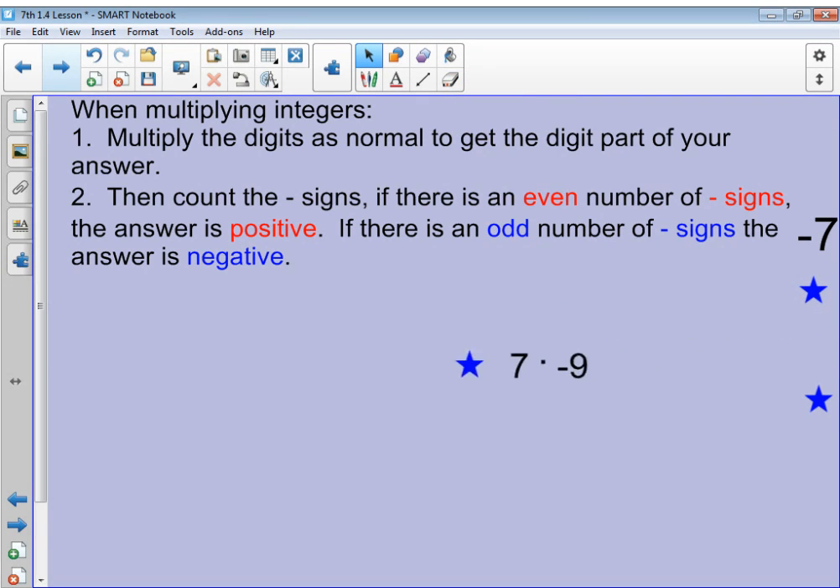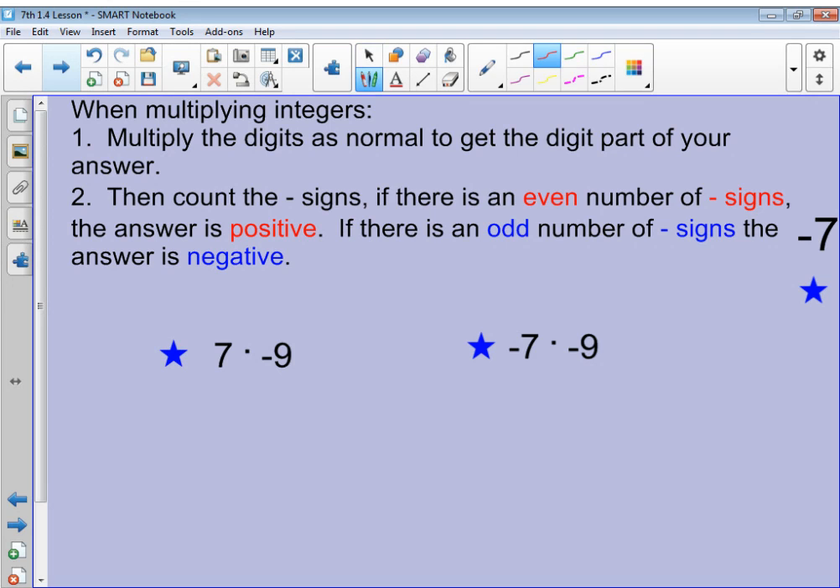Okay, why don't you go ahead and try these 2? If you need to, you can pause your video. I'll give you a couple seconds to go through and answer these. You should have gotten negative 63 for the first one and positive 63 for the second one.